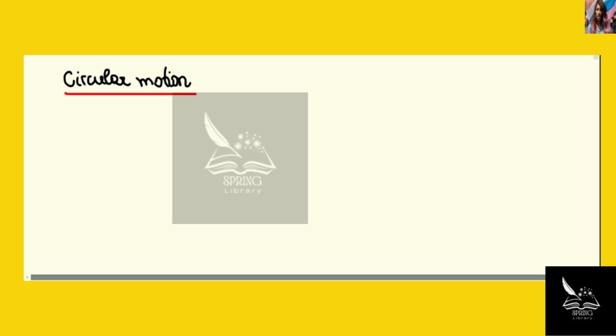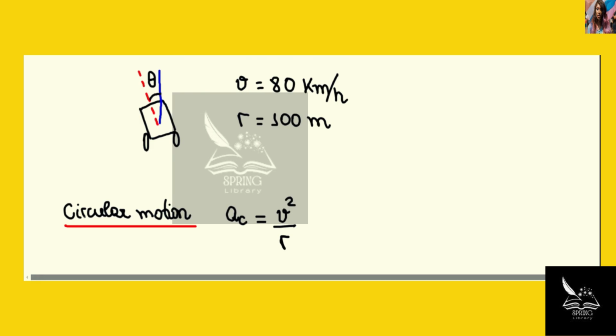What we need to know is that the centripetal acceleration associated with circular motion is equal to v squared over r, where v is the speed of the object and r is the radius of the circular trajectory. The centripetal acceleration exists even if the speed is constant, that is, the magnitude of the velocity doesn't change, and it arises because the direction of the velocity changes along the circular motion. So let's apply this to the exercise.